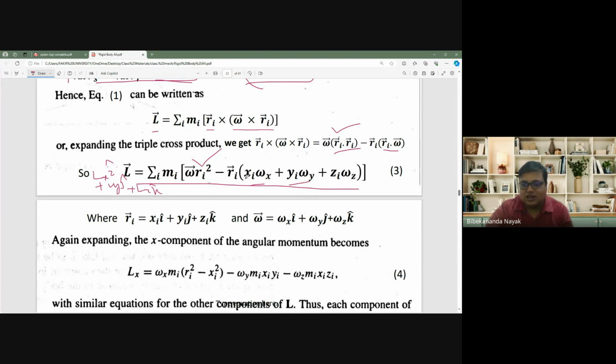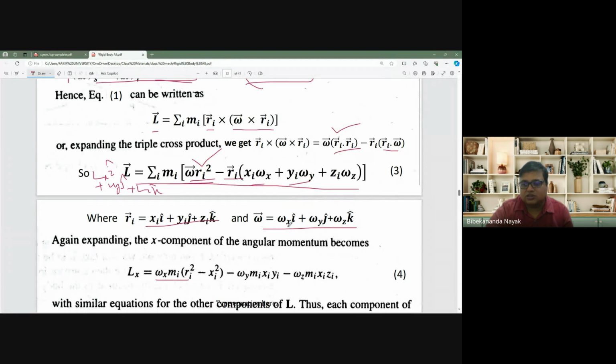Here the vector omega is written in place of omega x: omega x, omega y, omega z, that is omega x i cap, omega y j cap, omega z k cap. In r_i you put x_i i cap, y_i j cap, z_i k cap. So with i cap, what is multiplied? If you see here, omega x r_i square and m_i, so omega x r_i square from this equation minus with i cap.